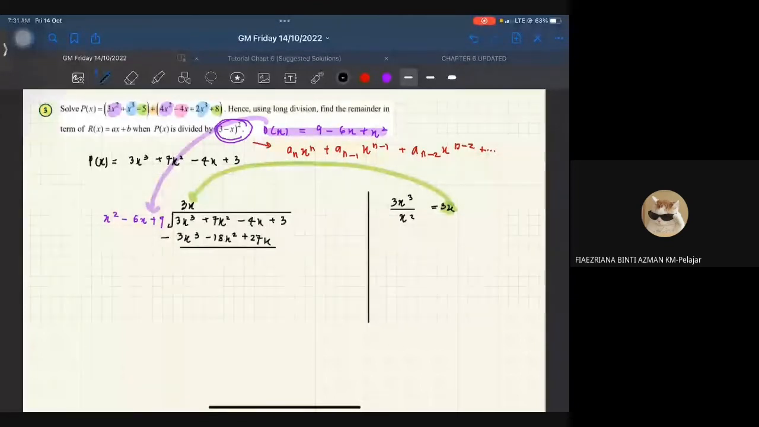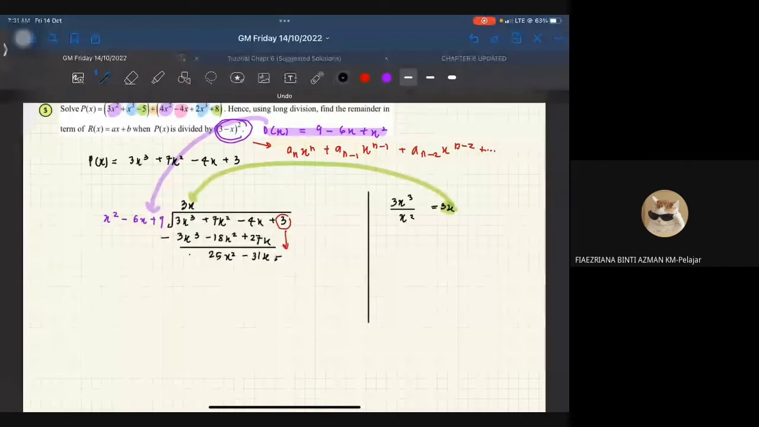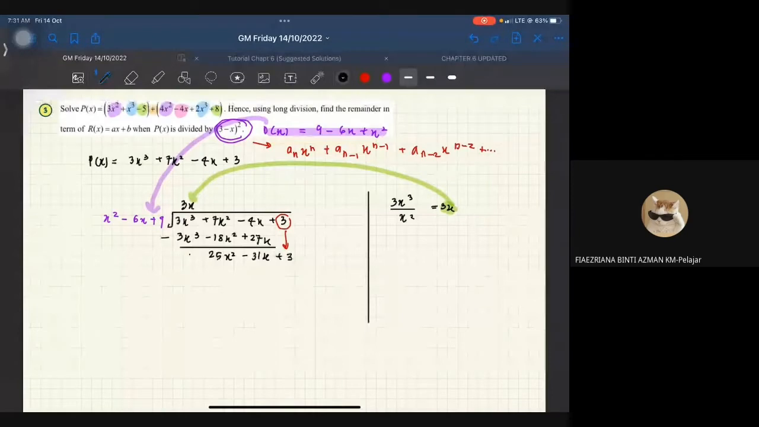Okay, so bila kita tolakkan, so yang ini mati, hilang. And then 7 minus minus 18, I get 25x square. Okay, and then negative 4 minus 27, I get negative 31x. Okay, settle dekat sini. Awak ambil 3, bawa turun ke bawah. So kita akan dapat dekat situ positive 3. Settle. Okay, so let's do the same step yang macam kita buat dekat atas tadi.